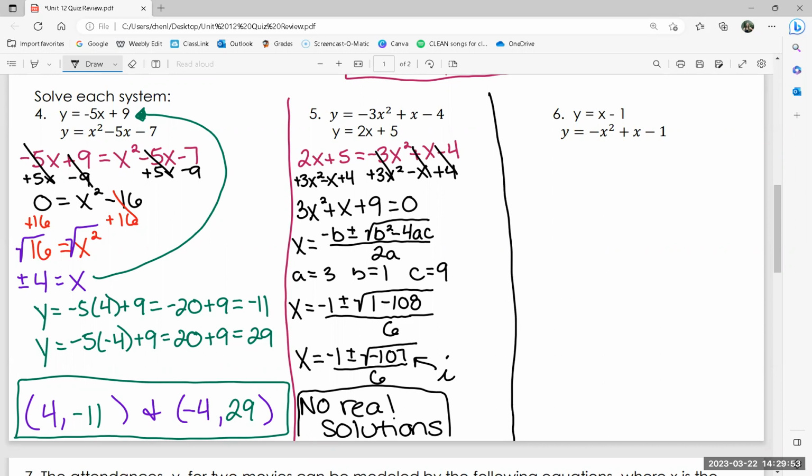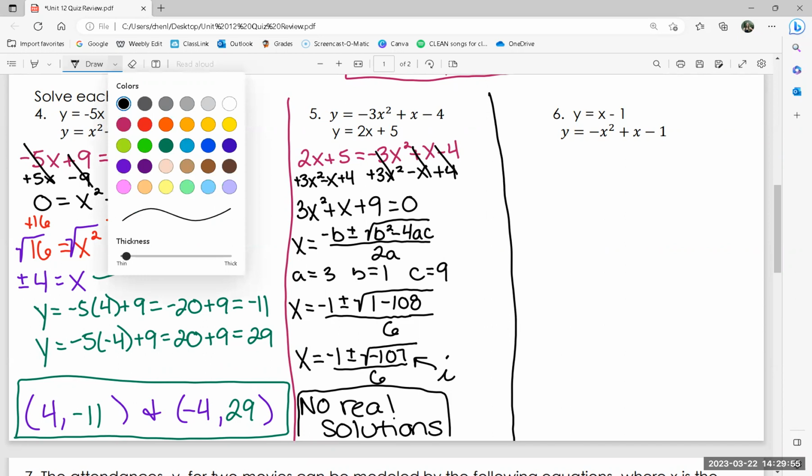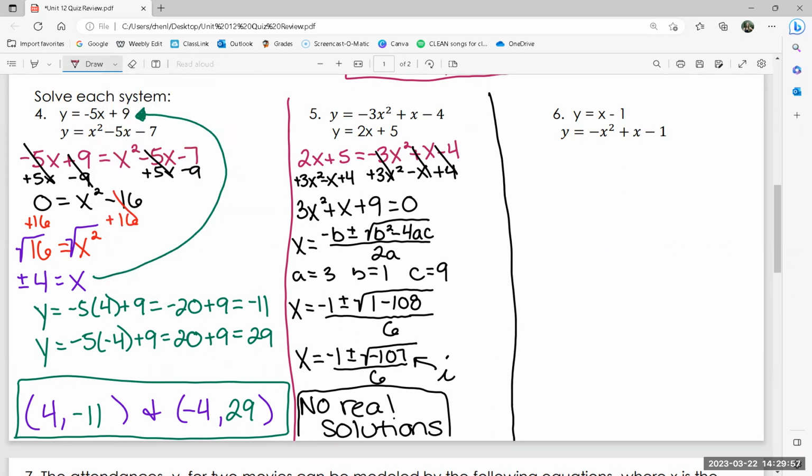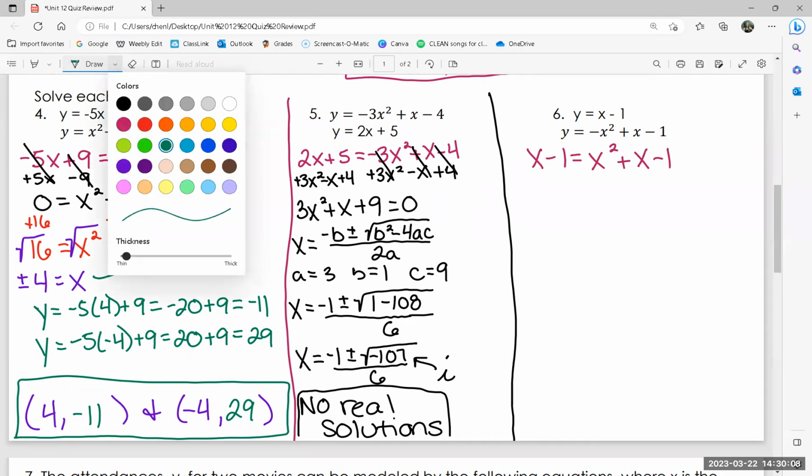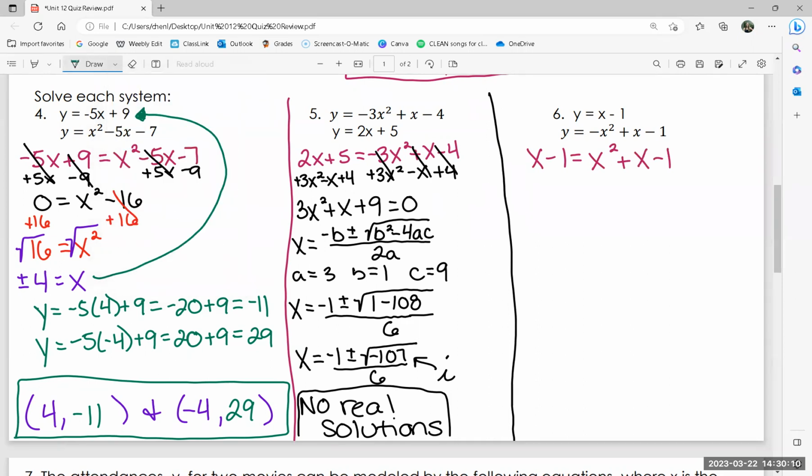Okay, number 6, starting off the same way. We want to set our two equations equal to each other. So I'll have x minus 1 equals x squared plus x minus 1. I see the x squared, so we need to set this equal to 0. I like to keep my x squared positive, so I'm going to subtract x and add 1 to both sides. So we get 0 equals x squared, because the x's cancel and the 1's also cancel.